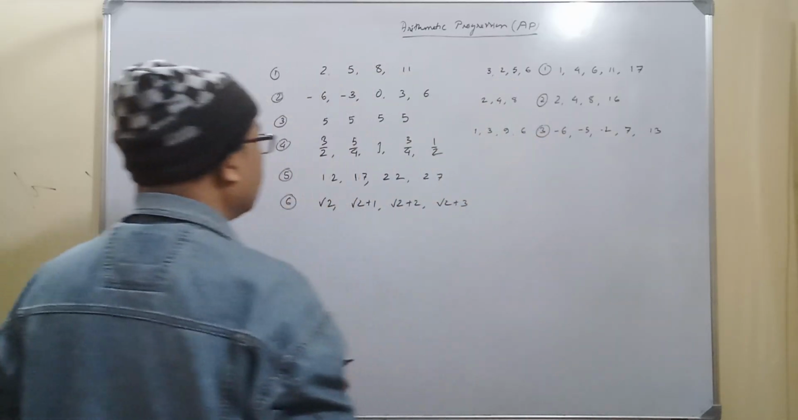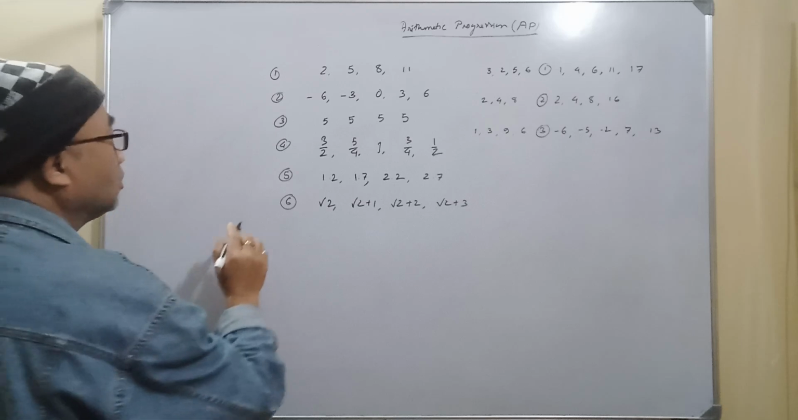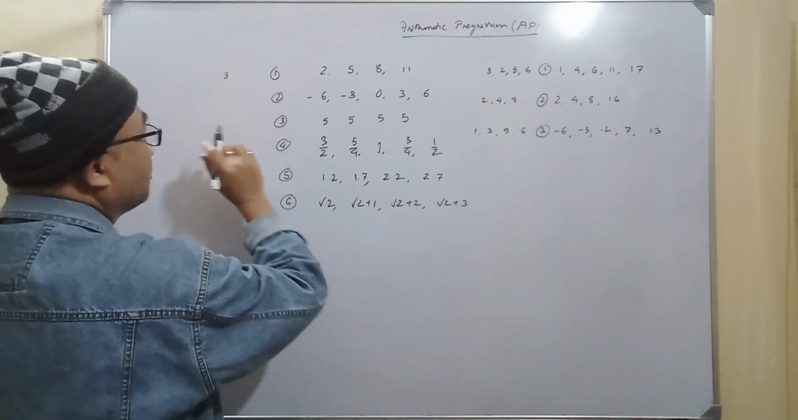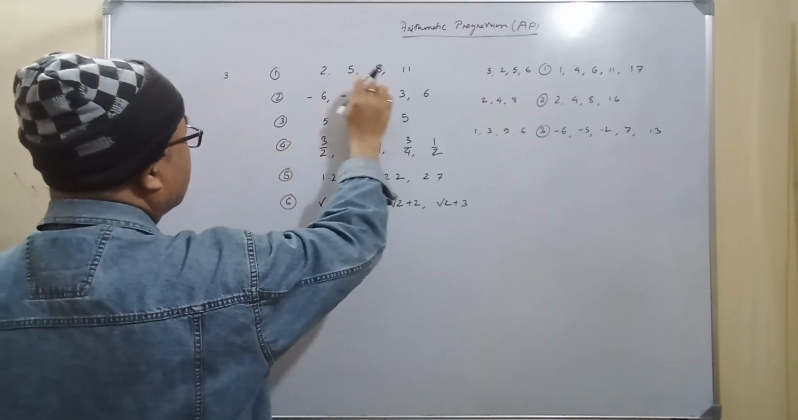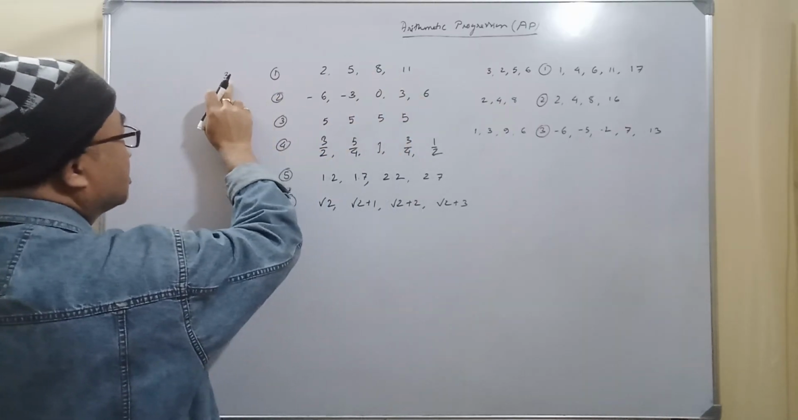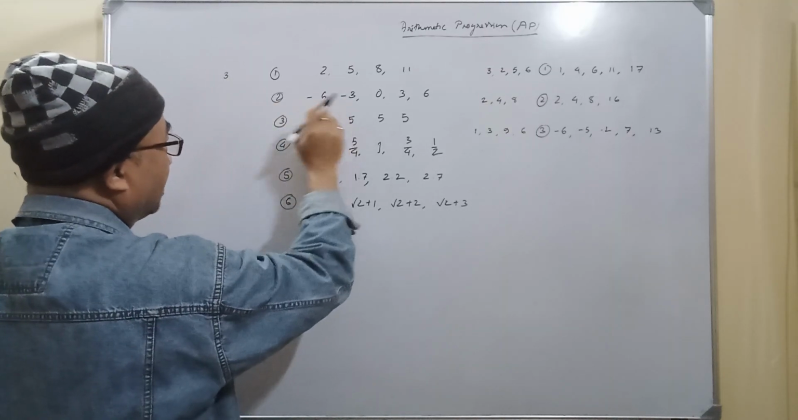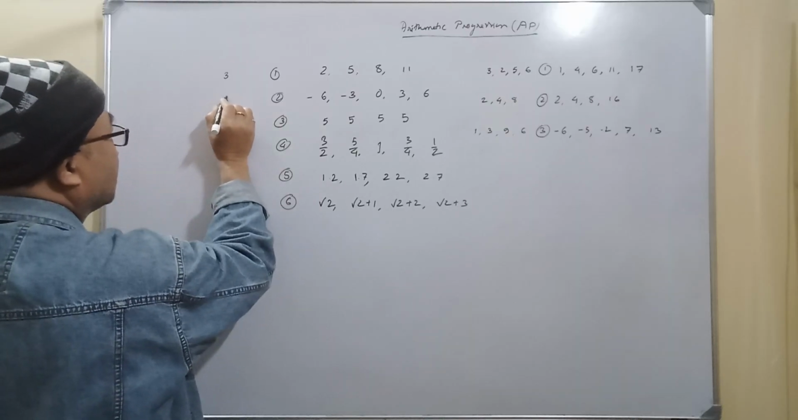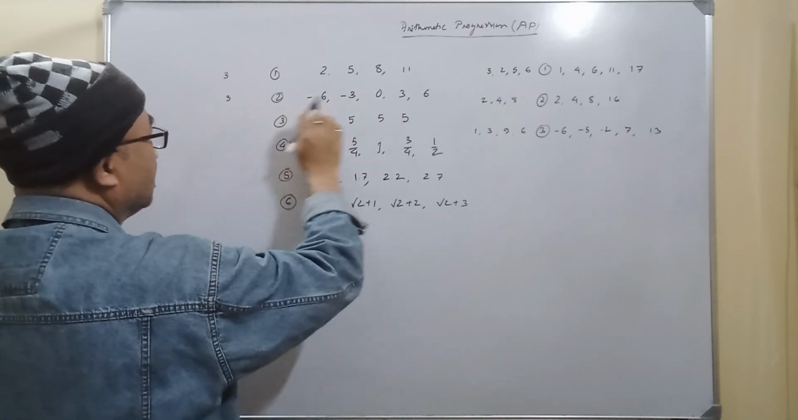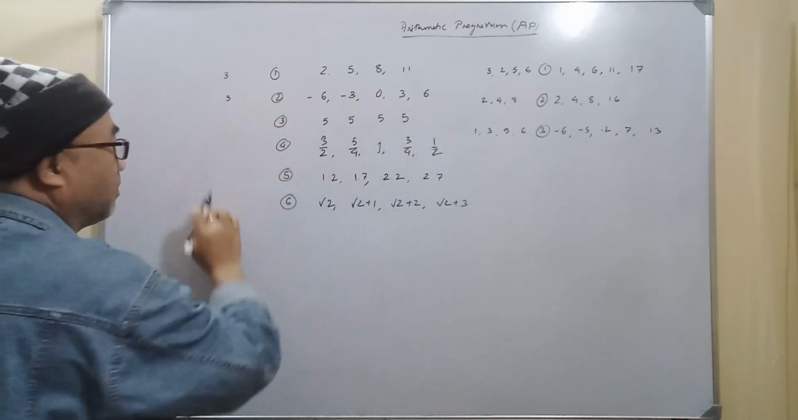Okay. Now, on the left hand side, we have the difference between 2 and 5 is 3. Between 5 and 8 is also 3. Between 8 and 11 is also 3. Here, the difference between minus 6 and minus 3 is 3. Between minus 3 and 0 is also 3. Between this and this is also the same, and between this and this is also the same.